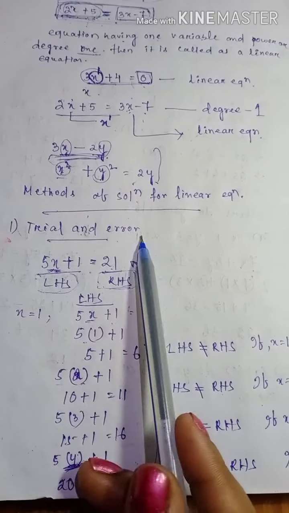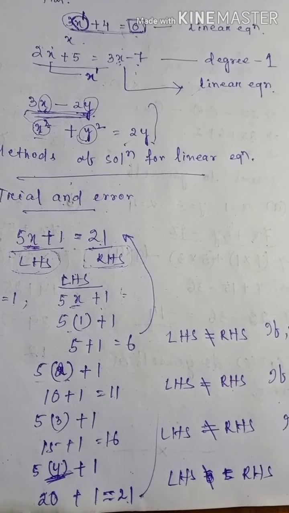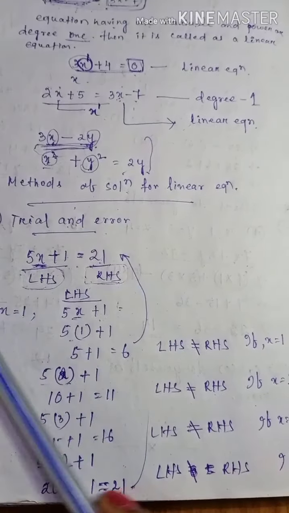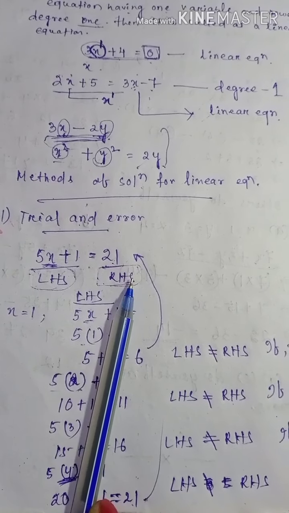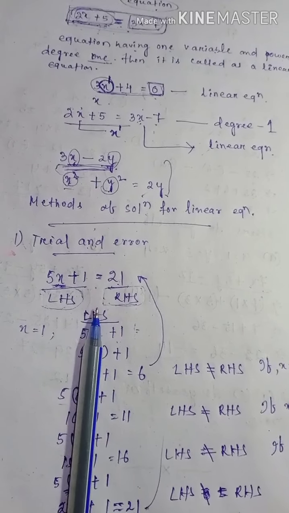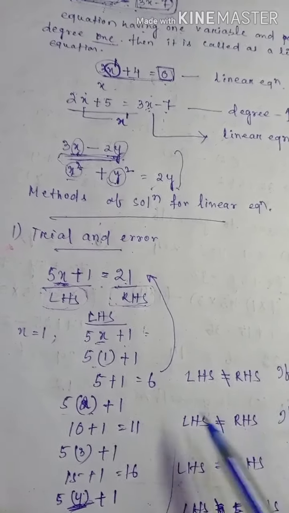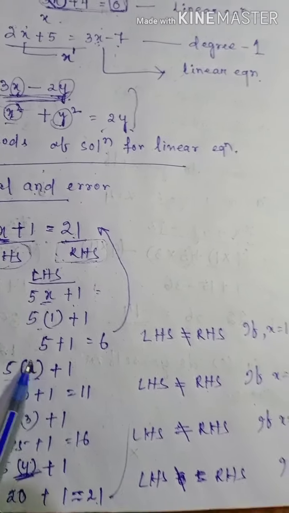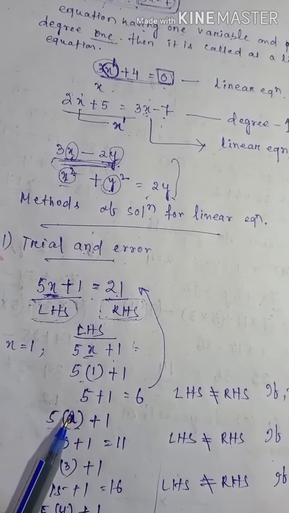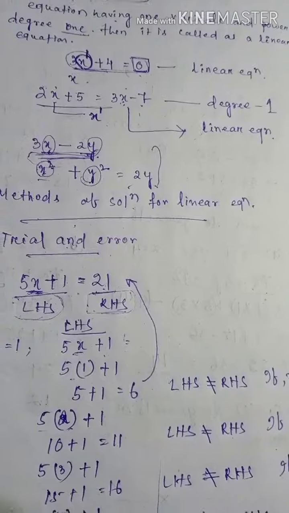Clear? Trial and error means what? We will try by putting different values for the variable in the given equation, up to the point where it becomes equal to the RHS, the right hand side, or the other side of the equal sign. Then this is the solution of that linear equation. Clear? But dear students, as this method is very lengthy and time consuming, we should go for another simple method. Let me tell you what we will do in another method.